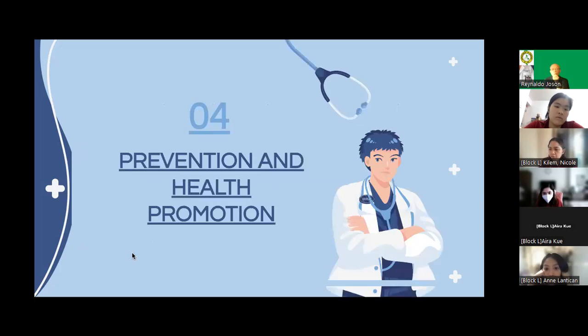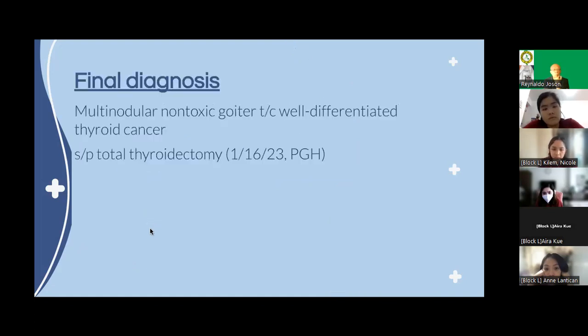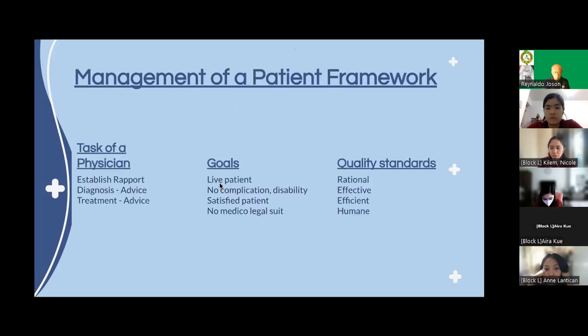So moving on towards the health prevention and health promotion for this patient. To reiterate the final diagnosis, since we still don't have a final histopath, it is still multinodular non-toxic goiter to consider well-differentiated thyroid cancer. Status post total thyroidectomy last January 16 in PGH.